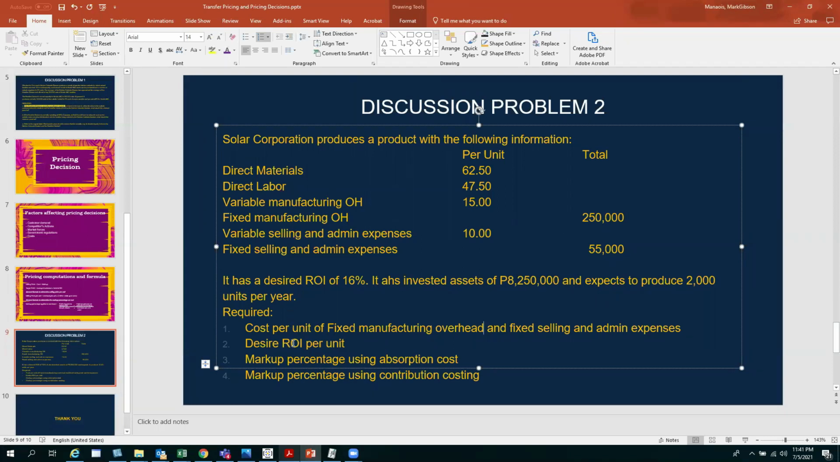Number 2, desired return on investment, or your ROI per unit. And then number 3, markup percentage using absorption costing. Markup percentage using contribution approach.